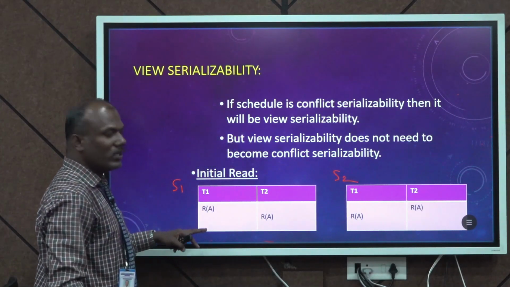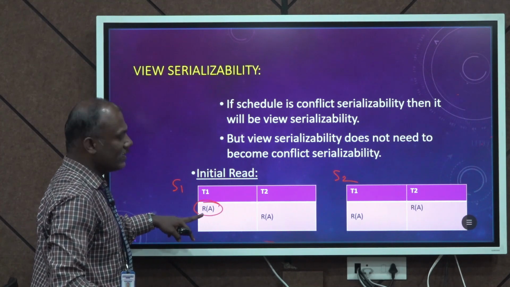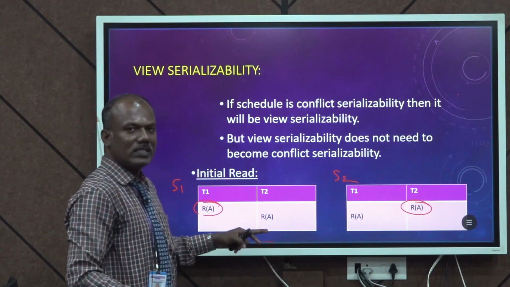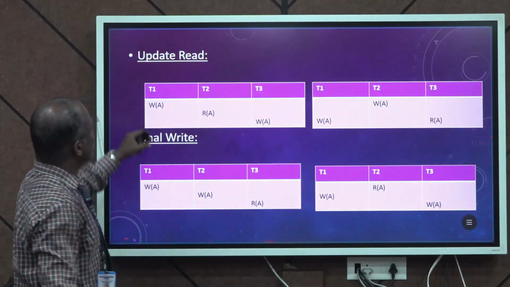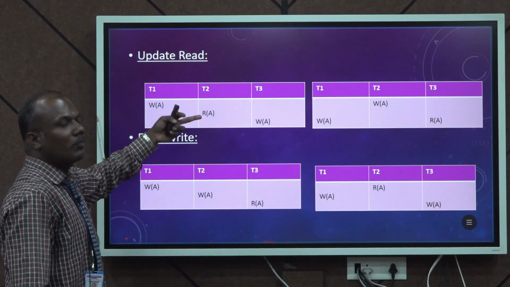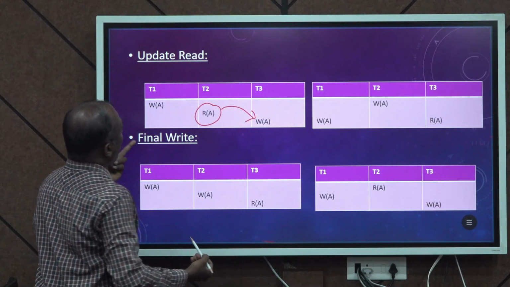Which one is the initial read? Here the T1 transaction mentions the initial read, and here the T2 transaction mentions the initial read. So this is the initial read. The next one is update read. Which one is read after update? That is called update read.